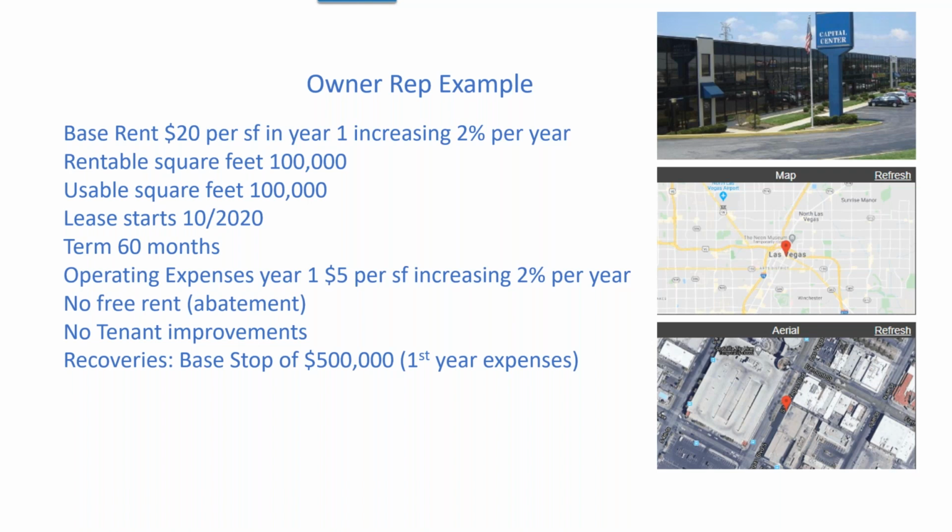So let's go through a little owner rep example. I've tried to keep the examples relatively simple so we can focus in on how you would do these different types of analyses. So we've got a base rent. This is an owner rep example. So we have a base rent, $20 per square foot. It's going to be increasing 2% per year. Okay, but again, we could have steps. We could have it be level for a couple of years, jump up, then be level again.